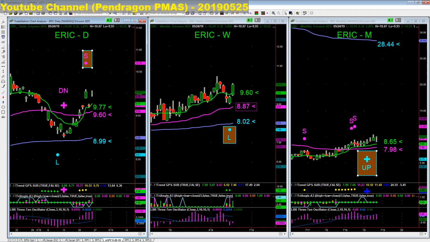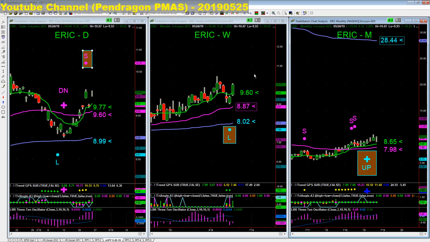Again, we want to see where is the price in relation to 3 lines. Now on the monthly chart, it's not above all 3 lines. But to be fair, the purple line is all the way up here, 28.44. That's more than 3 times from the current price. So you might as well treat it as above all 3 lines. So this is a very bullish sign right here for Ericsson on the monthly chart, because the next potential resistance is all the way up here in 28.44.